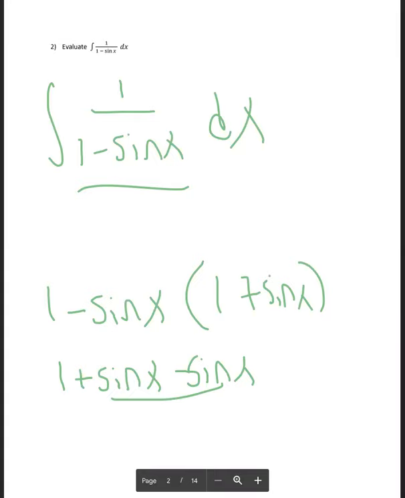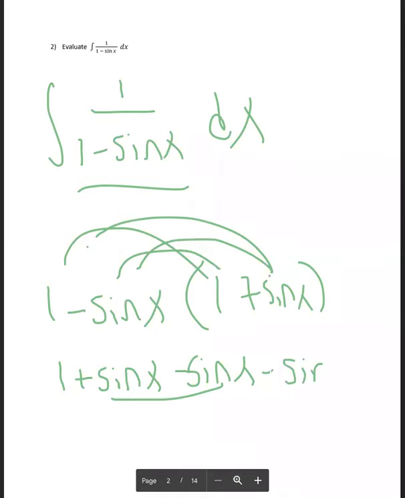So when you finish multiplying this out, remember FOIL. I don't know what FOIL stands for, but you guys know how to do that. Sine of x squared, because it's negative sine of x plus sine of x minus. So we have 1 minus sine squared of x. The reason I did that is because this is a trig identity.